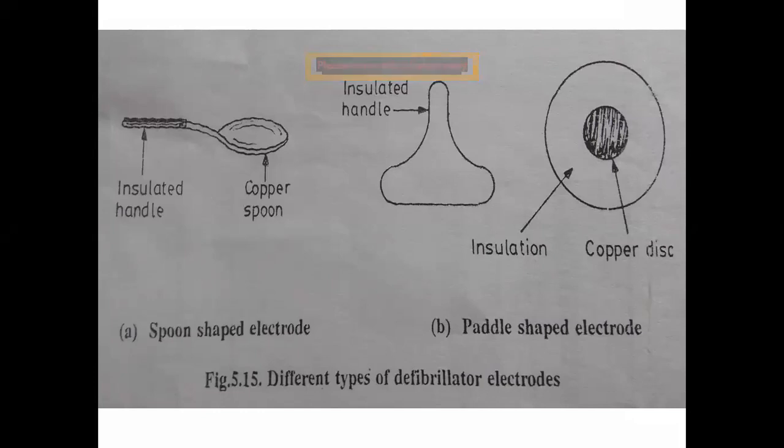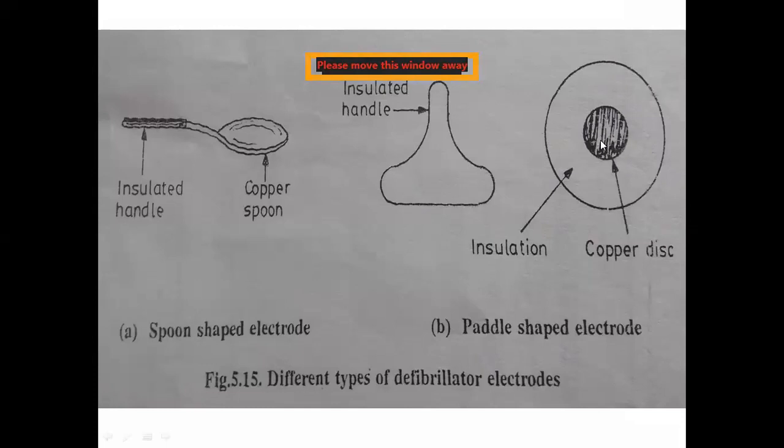The next one is the paddle shaped electrode. This is the insulated handle, and below this insulated handle, this is the structure. This is the insulation, and in between we have a copper disc.